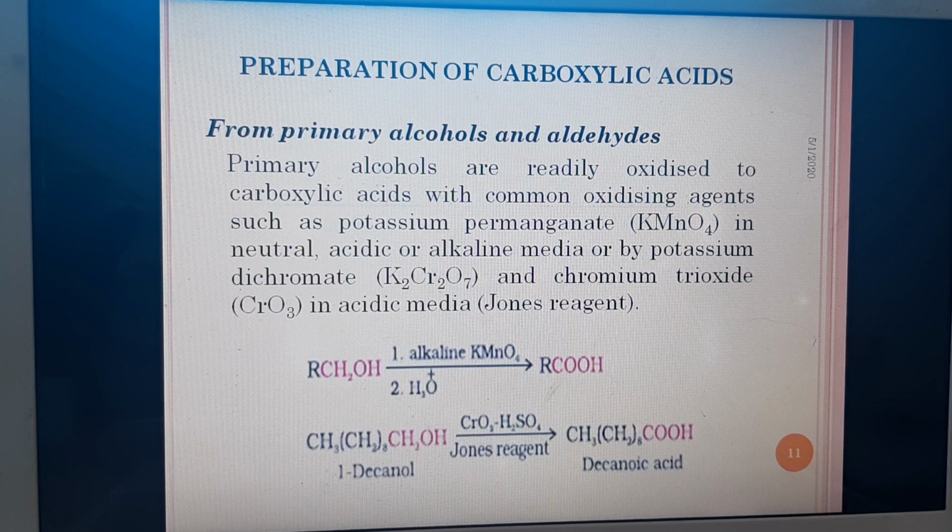And the second reaction, the compound 1-decanol is oxidized to decanoic acid in the presence of Jones reagent, that is CrO3, H2SO4.